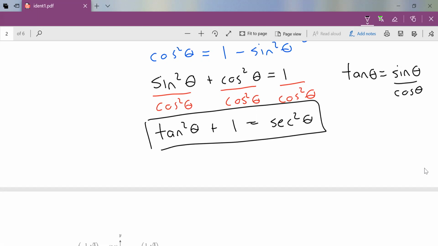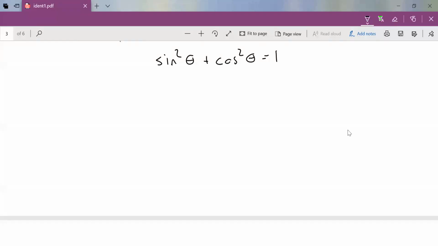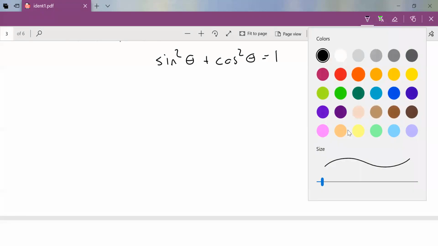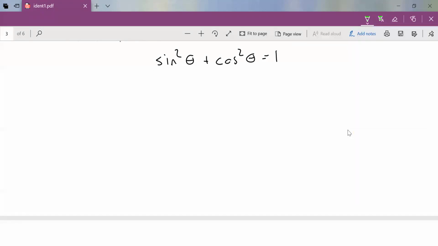So you're starting to see how we're going to play around with these things to create new identities. Let's try it again. Instead of dividing by cos squared, what would happen if we divided by sine squared? I don't know. Let's find out. Again, I can do this because I'm changing how it looks, not what it's equal to.